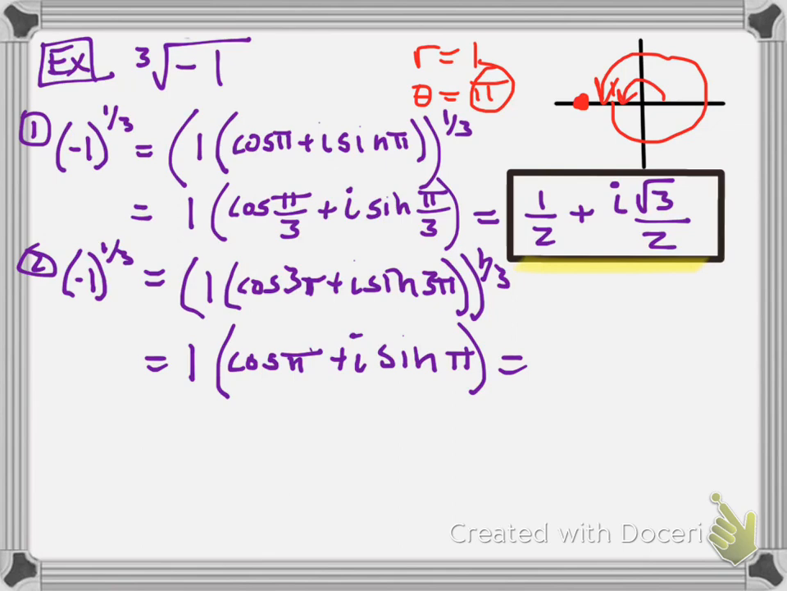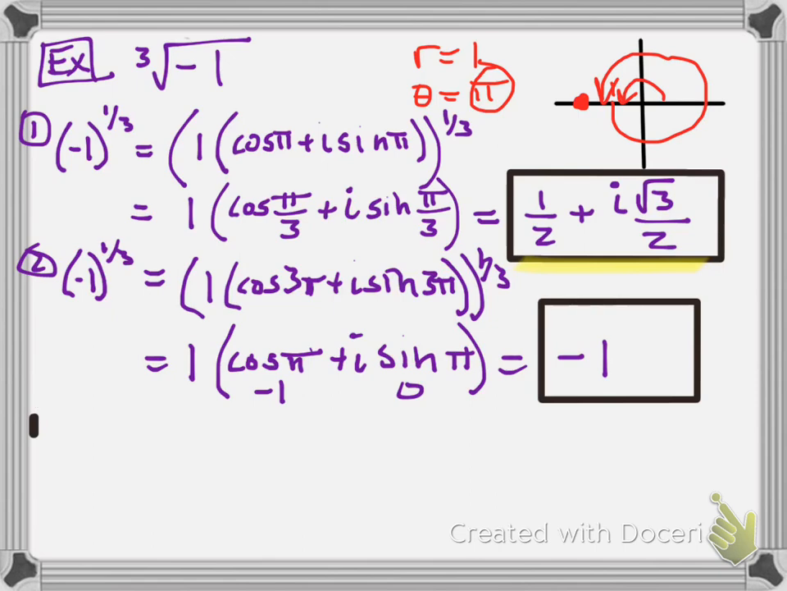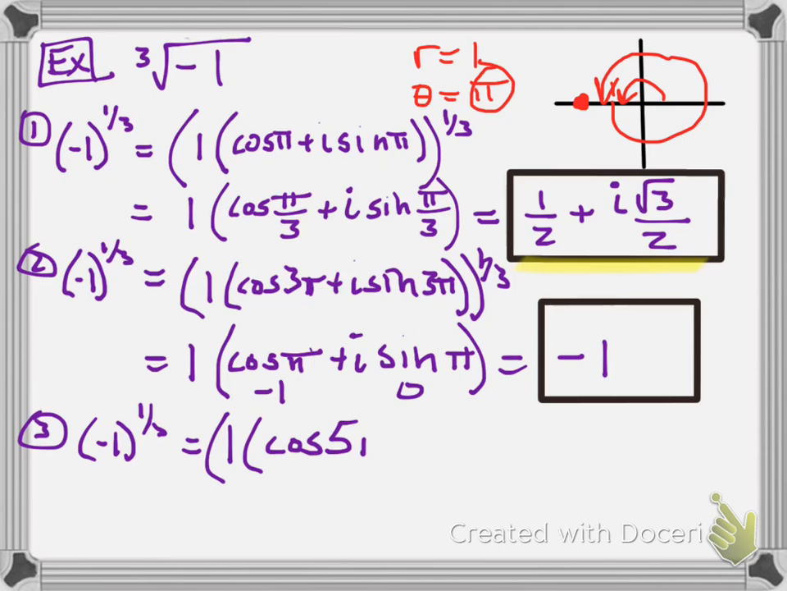Cosine of pi is -1. Sine of pi is 0. So this is equal to 1 times -1 plus 0. It's equal to -1. That's my real solution. Now how are we going to pick up that third solution? We're going to add 2 pi again. What's 3 pi plus 2 pi? Y'all with me? 3 pi plus 2 pi is 5 pi.